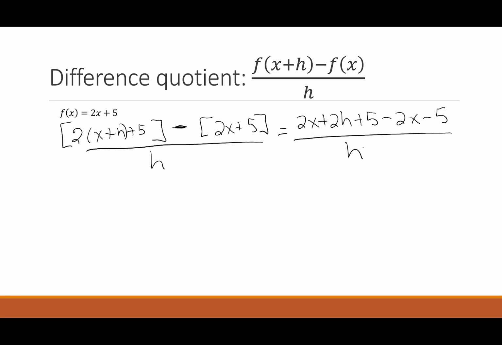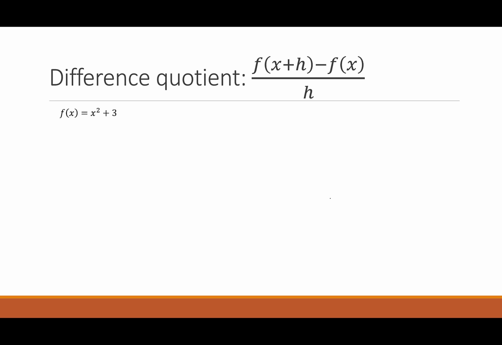Interestingly enough, a lot cancels right here. I have a positive 2x, a negative 2x. I have a positive 5, I have a negative 5. So when I end up with 2h over h, I notice the h's cancel, and I end up with 2. So it got really big to end up really small. So let's try that with a different function.